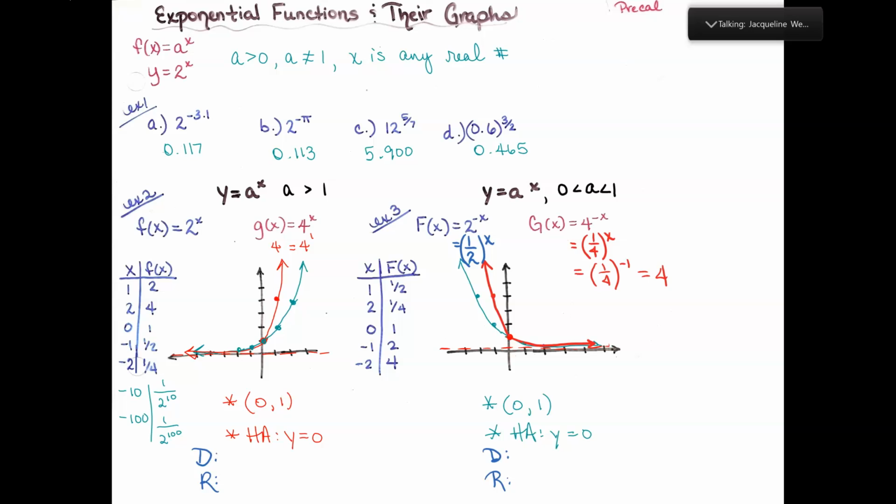All right, so let's talk about domain and range for our exponential functions. Looking at this first one that we worked with over here, what was your domain? What x values did you use? All of them, yes, all real numbers. So we could give interval notation, -infinity to +infinity. All right, how about your range?